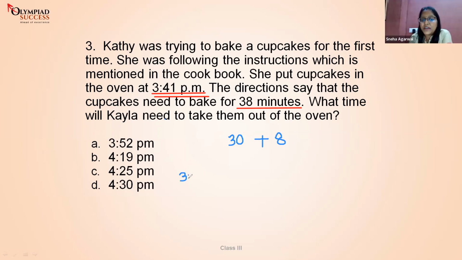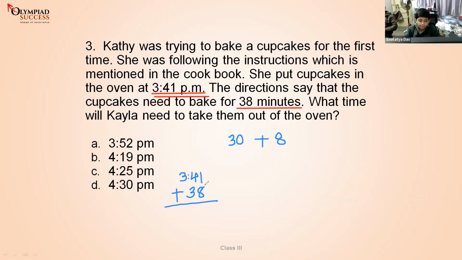At 3:41, she is putting the cupcakes in the oven. Okay, and now she needs to bake it for 38 minutes. So if you add 38 minutes to this timing, what will be the timing? You need to know that, beta. So tell me, what will be the timing? Or if you are doing it mentally, then you can do it 30 plus 8. So add 30 minutes to it and then 8 minutes. So what will be the timing?